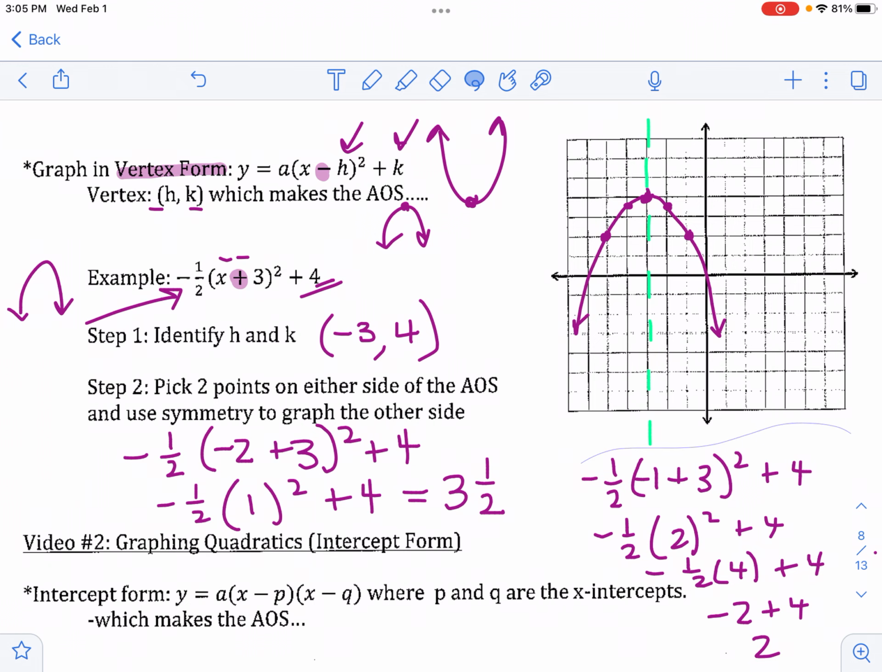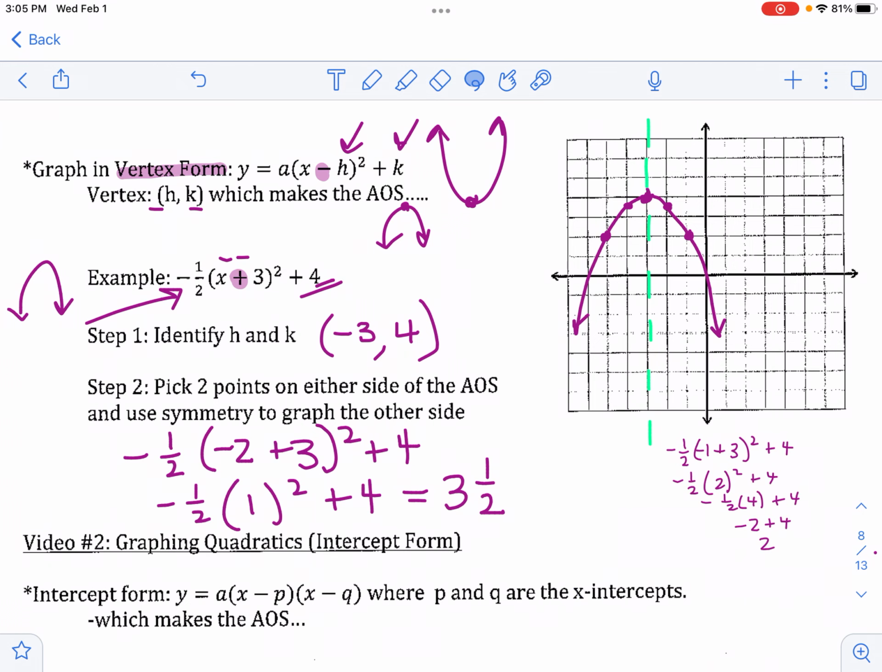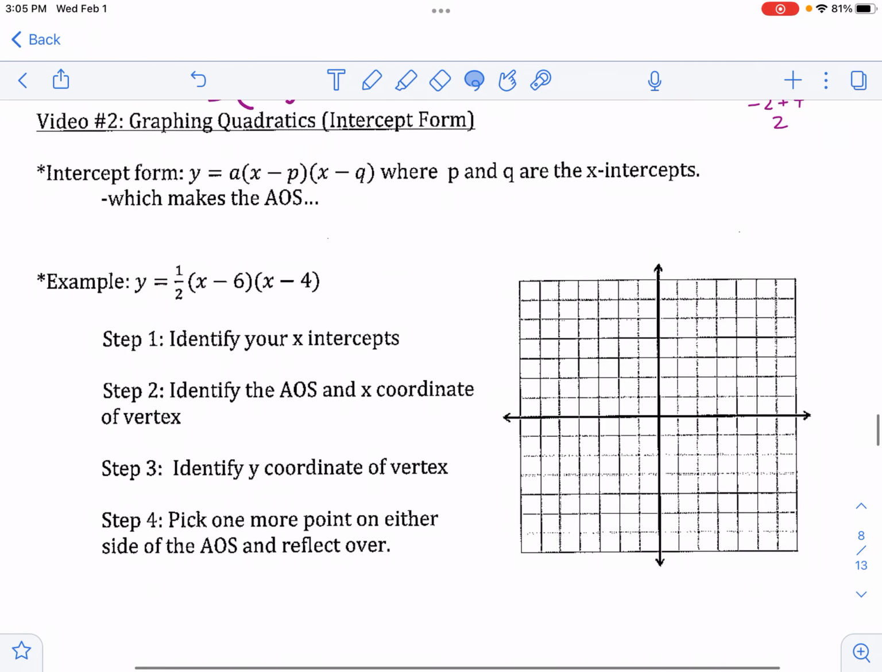All right, one more way that we might take a look at graphing a quadratic is in our intercept form, where everything is going to be factored completely, and it's going to be a product of monomials and binomials. All right. And in this case, the p and the q are going to be our x-intercepts. These are also known as the roots of our equation, so where we're passing through that x-axis.